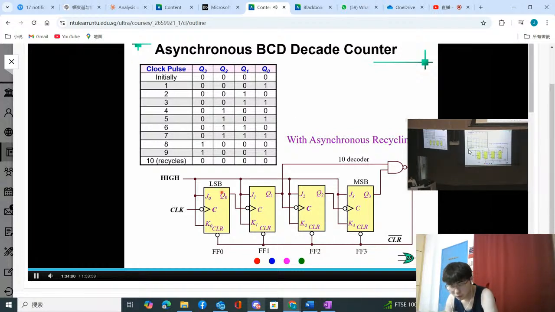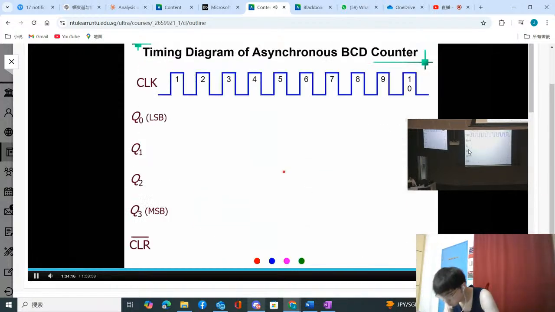So in here, the advantage of the asynchronous circuit is that it is simpler. I don't need to put an AND gate here. And then here, this is a reset circuitry to ensure I count to 1001, and then after that reset to 0000. Okay, let us look at the timing diagram for the asynchronous BCD decade counter we just saw.